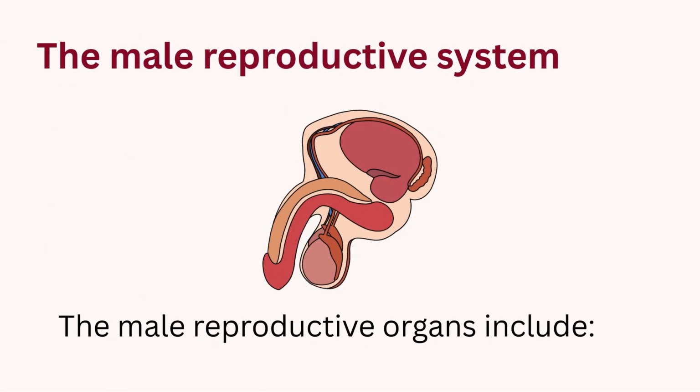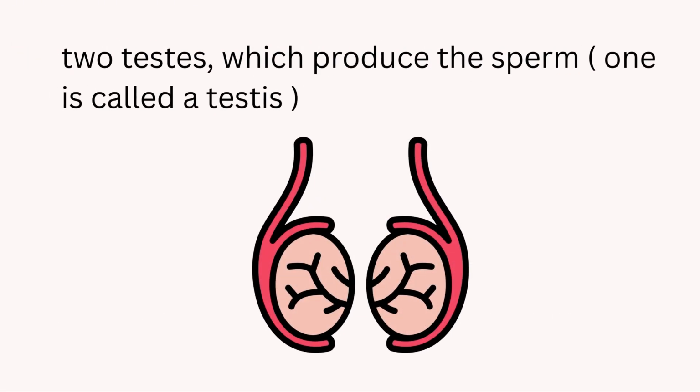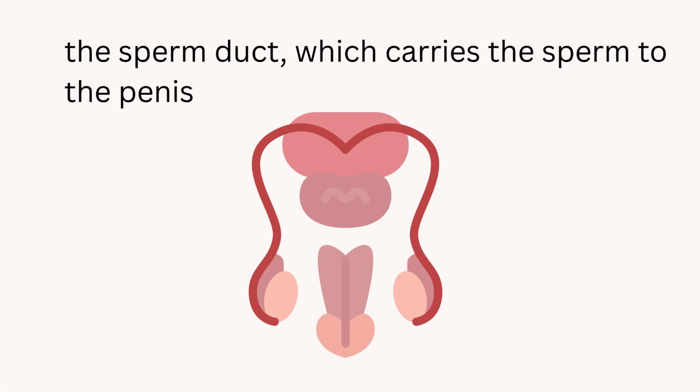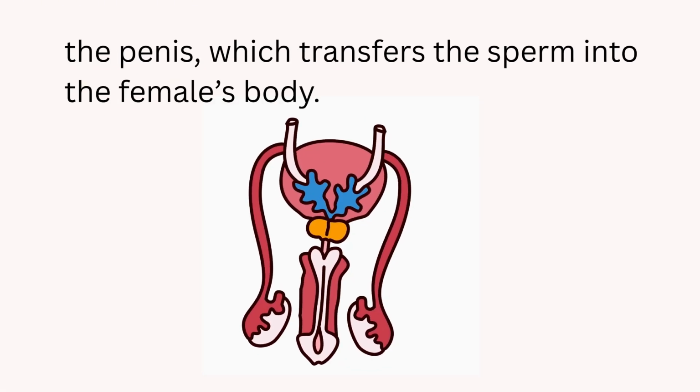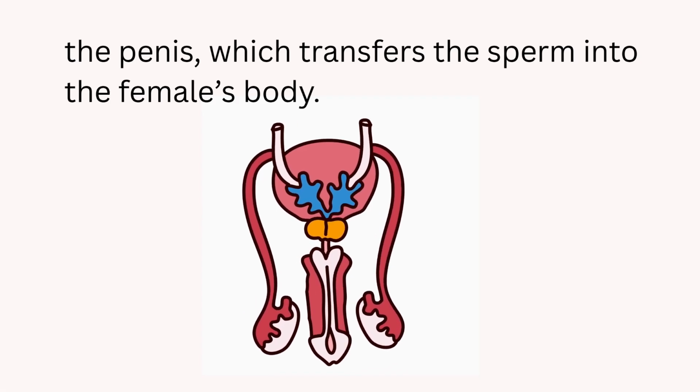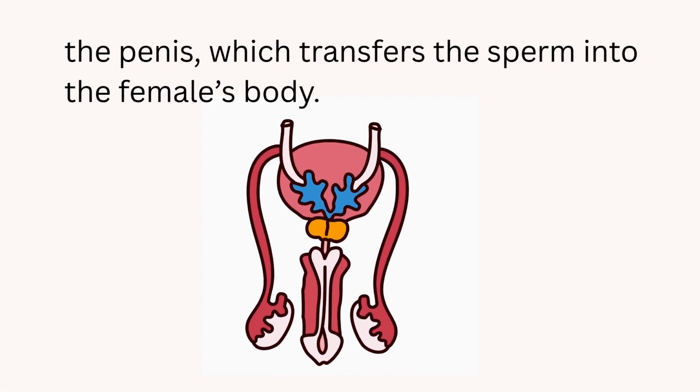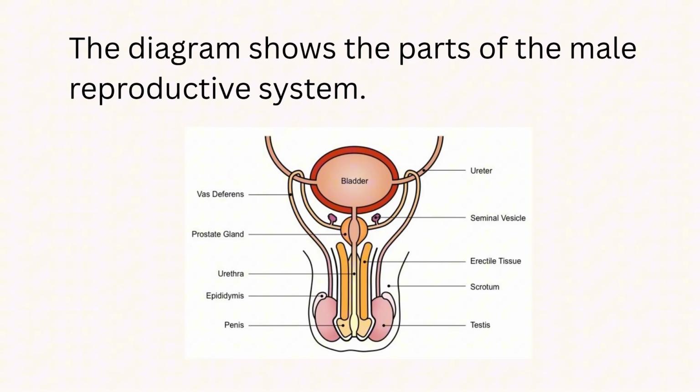The male reproductive system. The male reproductive organs include 2 testes, which produce sperm. One is called a testis. The sperm duct, which carries the sperm to the penis. The penis, which transports the sperm into the female's body. The diagram shows the parts of the male reproductive system.